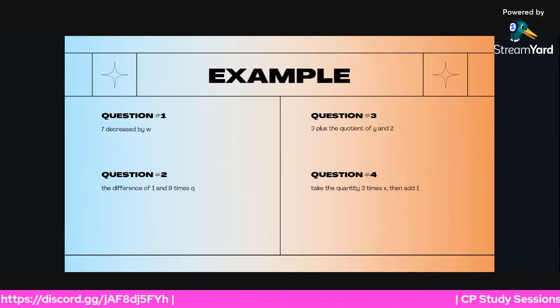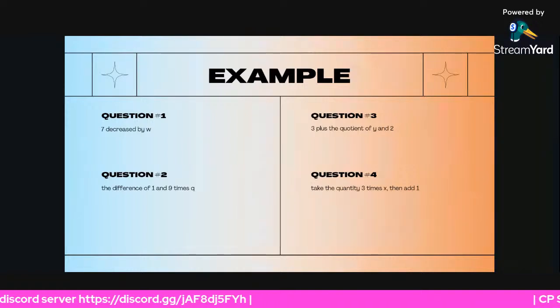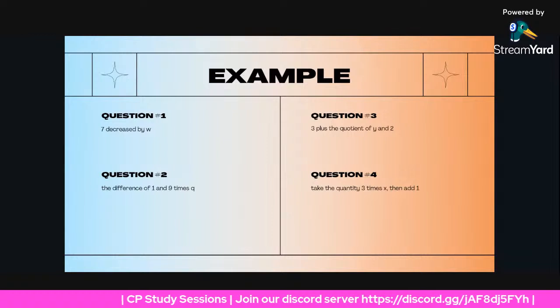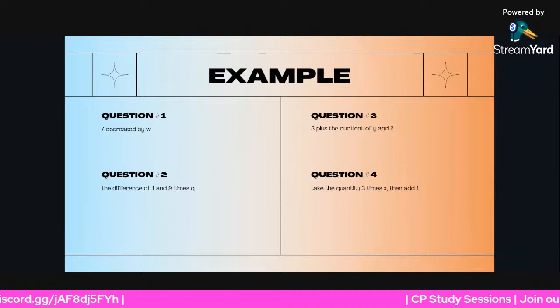So, malinaw ba? So, if wala ng questions related doon, you can try to answer questions number 3 and 4 for 5 minutes. So, 2:15 ngayon. By 2:20, ire-reveal ko na lahat ng sagot for this slide.